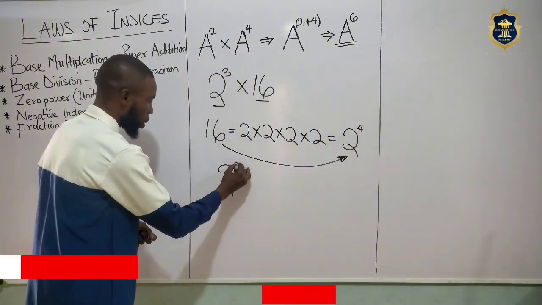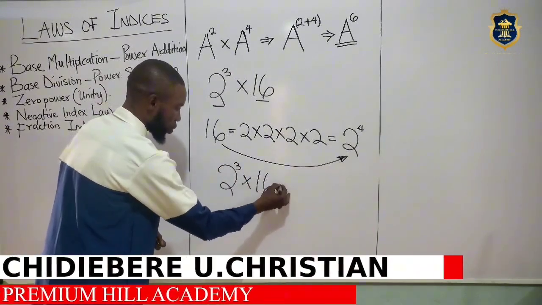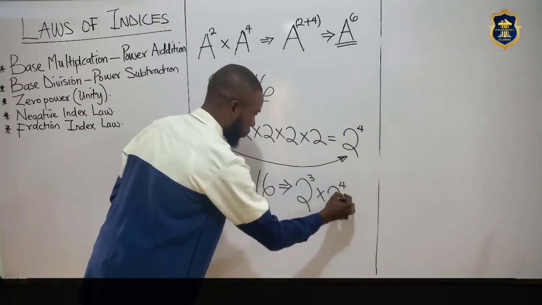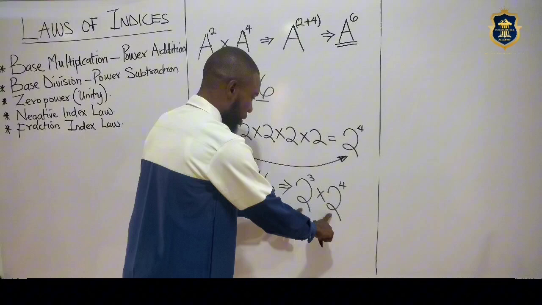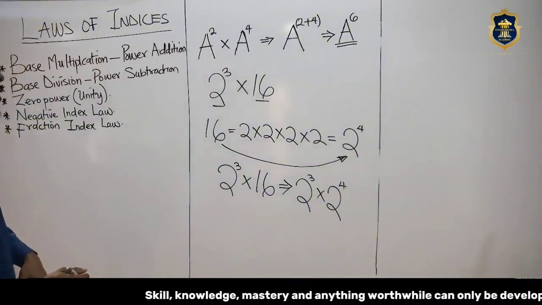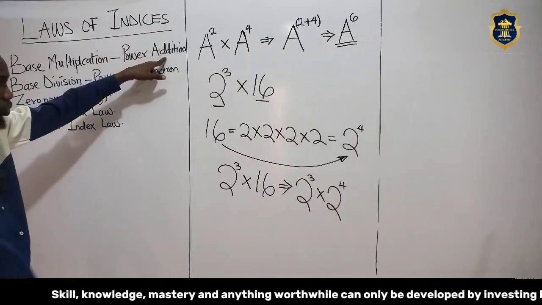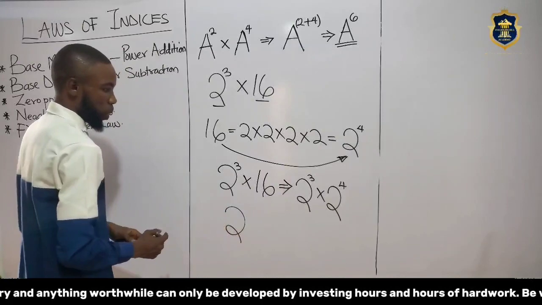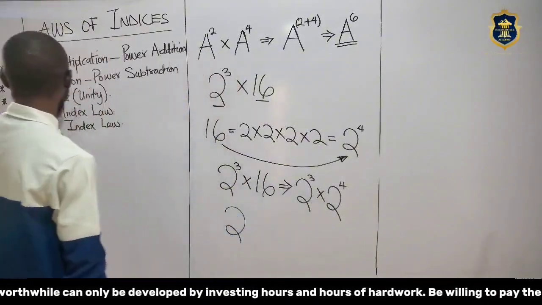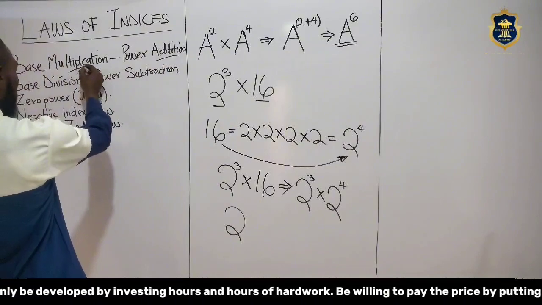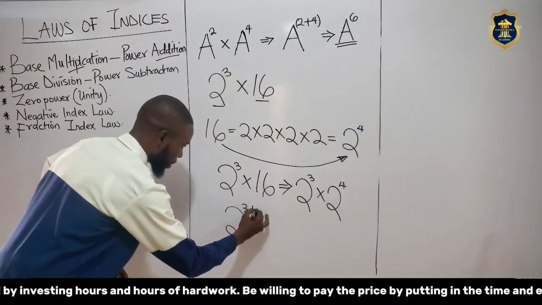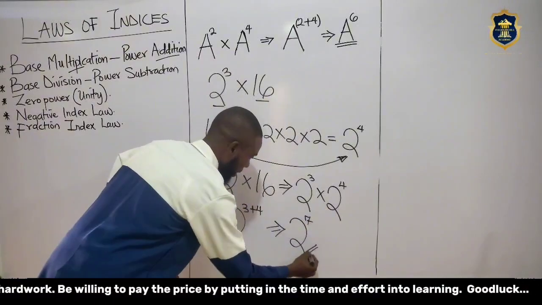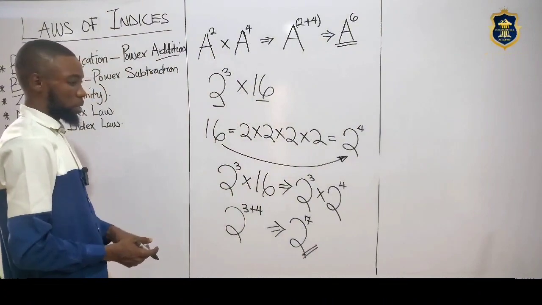So I'm trying to make you think like an indices student now. If we have 2 raised to the power of 3 times 16, we can substitute it for 2 raised to the power of 3 times 2 raised to the power of 4. Now we have equal bases. From our first law of indices that says base multiplication, power addition, look at the bases, they are equal. So we pick one base, 2. Since we have the multiplying operator, we add the powers. So we have 3 plus 4. That becomes 2 raised to the power of what? 7. That's all about this, right?